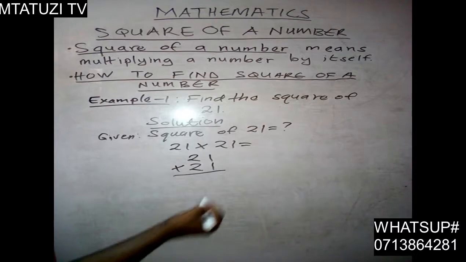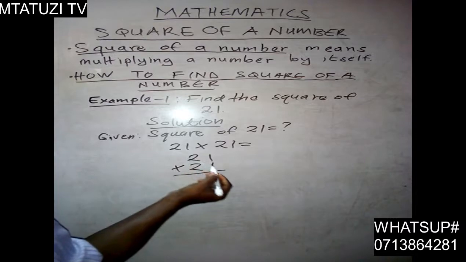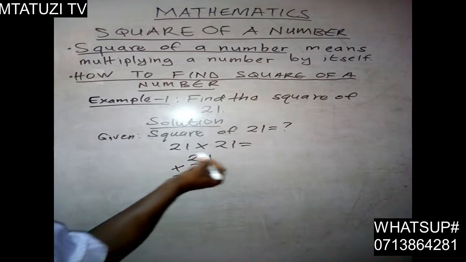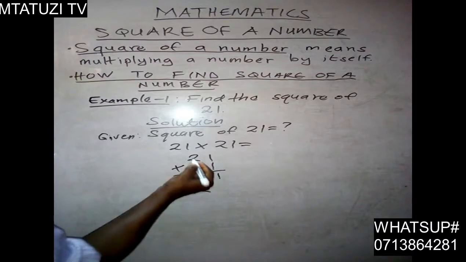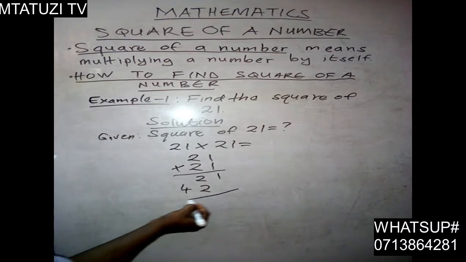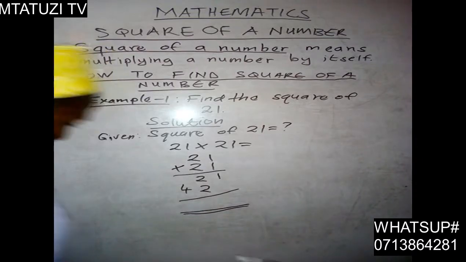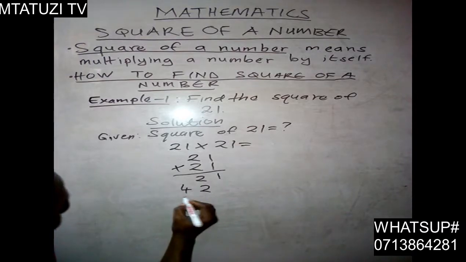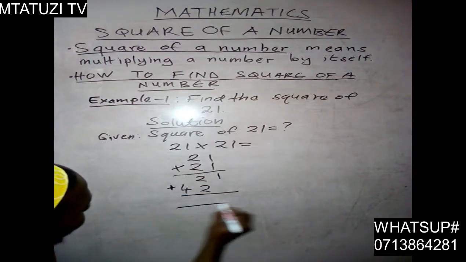So now we multiply there. We take 1 times 1, we get 1. 2 times 1, we get 2. And then we take this 21 above times 2. 1 times 2, 2. 2 times 2, 4. After that, we have to add this one. So when we add, we get how much?